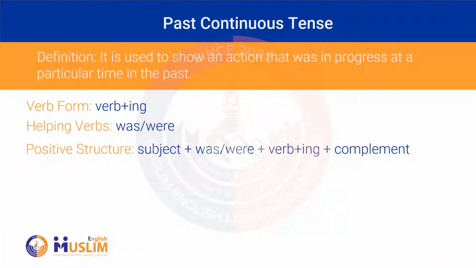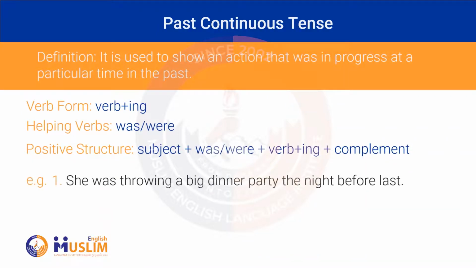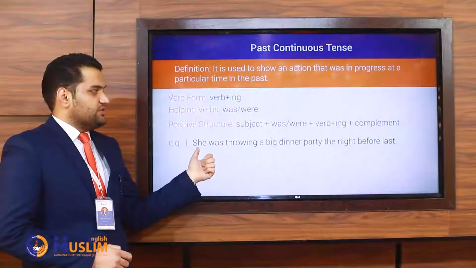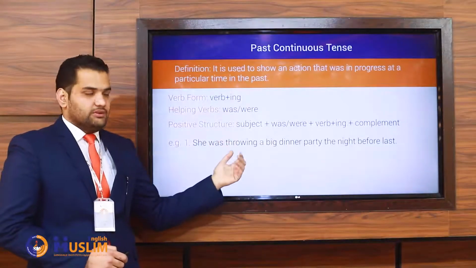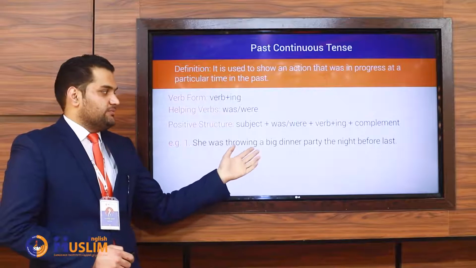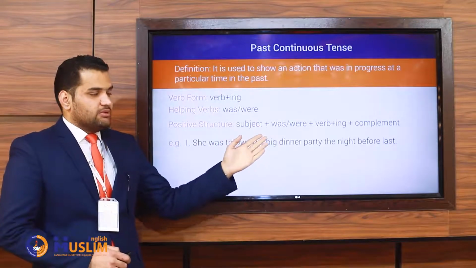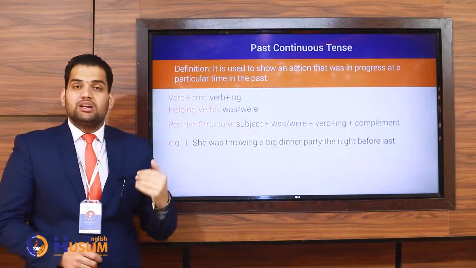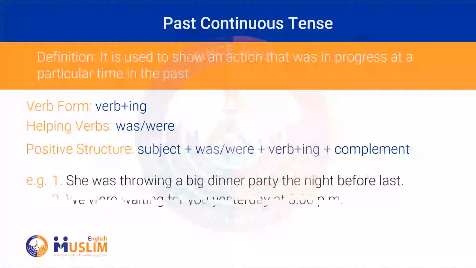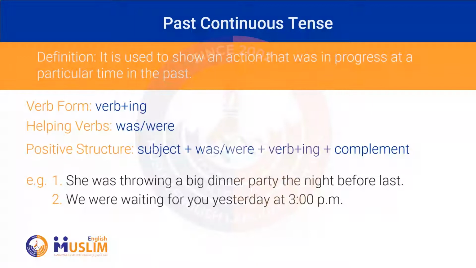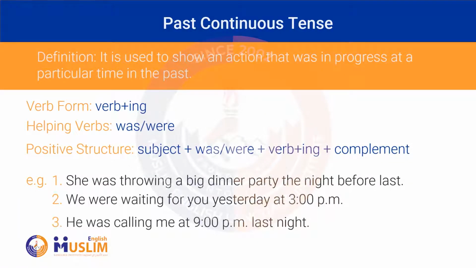The positive structure is subject plus was or were plus verb ing plus complement. For example, she was throwing a big dinner party the night before last. So what's the subject? She. Was is the helping verb. Throwing, verb ing. A big dinner party the night before last is the complement or the rest of the sentence. We were waiting for you yesterday at 3 p.m. He was calling me at 9 p.m. last night.